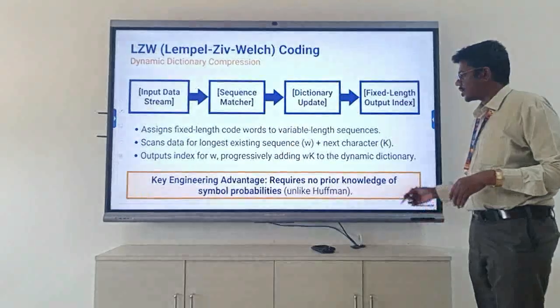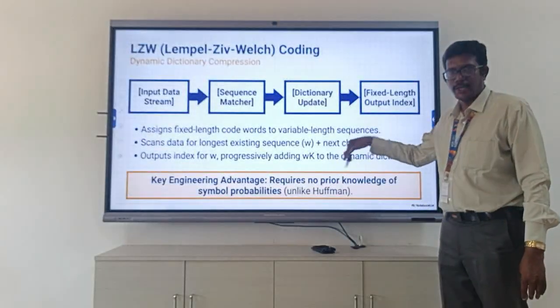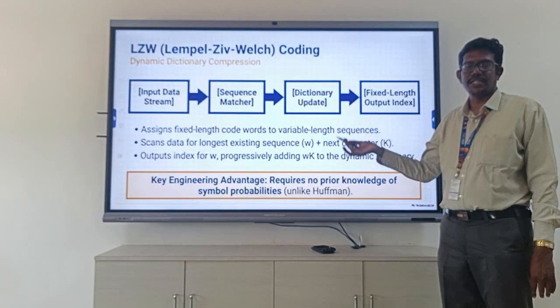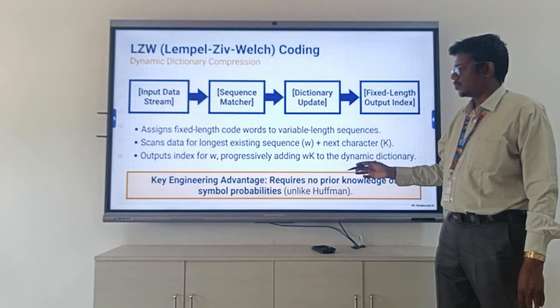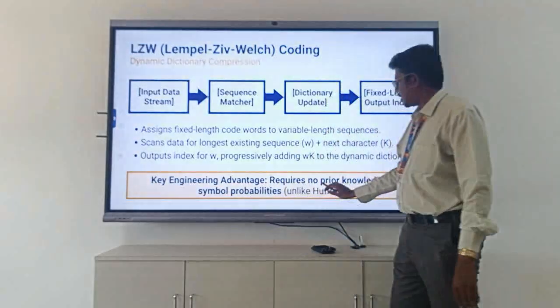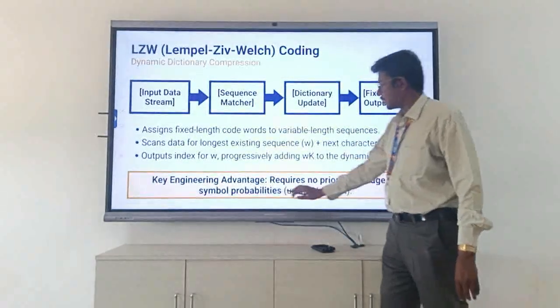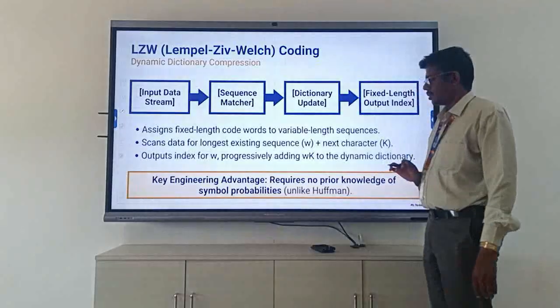Other than that, the data will be a new character. We have to update the dictionary to provide the value. So it requires no prior knowledge of symbol probability.